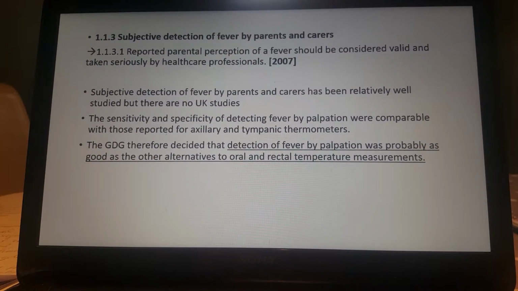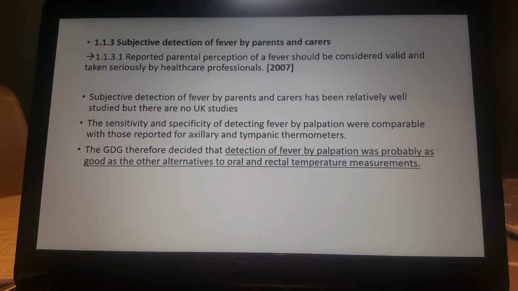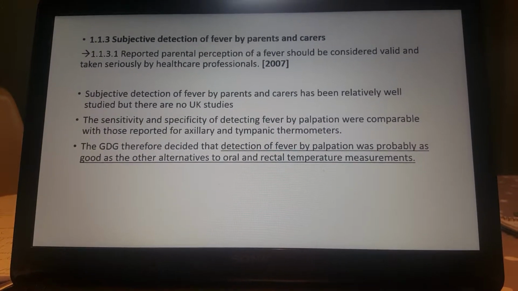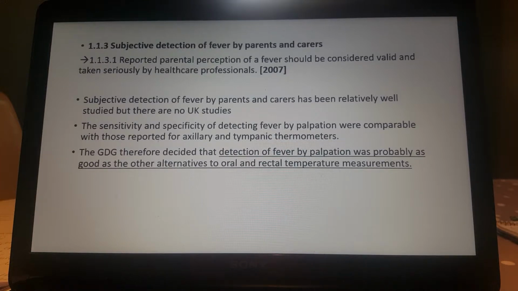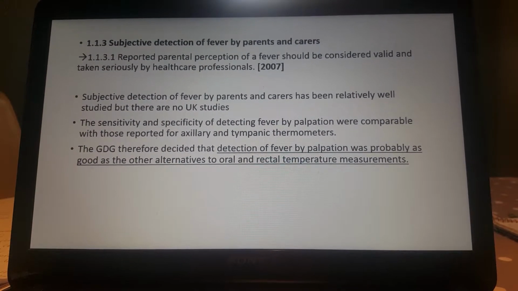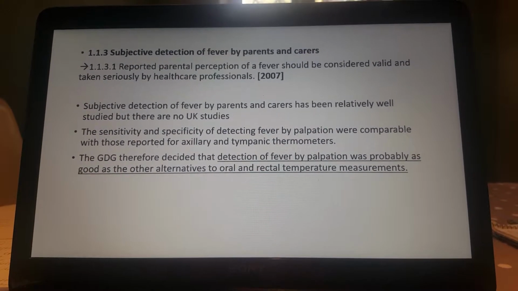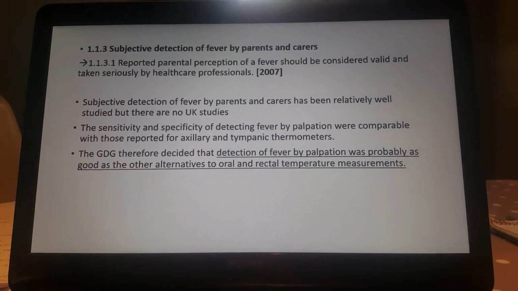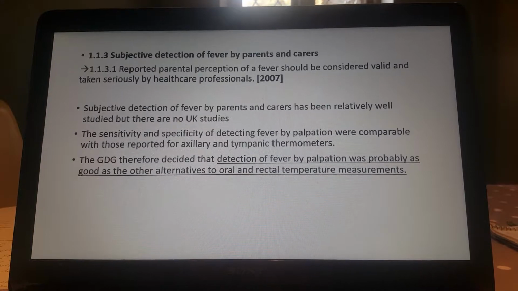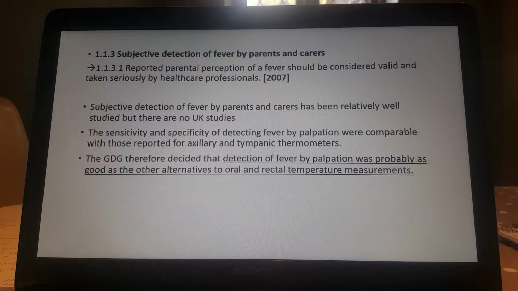An interesting point is on the subject of subjective detection of fever by parents and carers. The NICE guidance states that reported parental perception of fever should be considered valid and taken seriously by healthcare professionals. It's actually relatively well studied, but unfortunately there are no UK studies. In the studies, the sensitivity and specificity of detecting fever by palpation were comparable with those reported for axillary and tympanic thermometers. They therefore state that detection of fever by palpation was probably as good as the other alternatives to oral and rectal measurements.